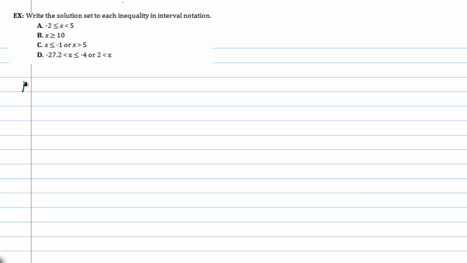Well, part A is asking us to rewrite the inequality -2 is less than or equal to x, which is less than 5, in interval notation. The idea is that x has to be less than 5 but must be greater than or equal to -2. In other words, you have a list of numbers that bounce between -2 and 5. If you draw this on a number line, it kind of helps out, actually. So let me go ahead and draw this out.